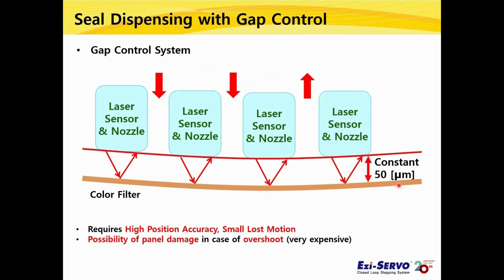That gap is 50 microns. For example, if the distance between the nozzle and the panel is 100 microns apart, you have to move 50 microns at a time.